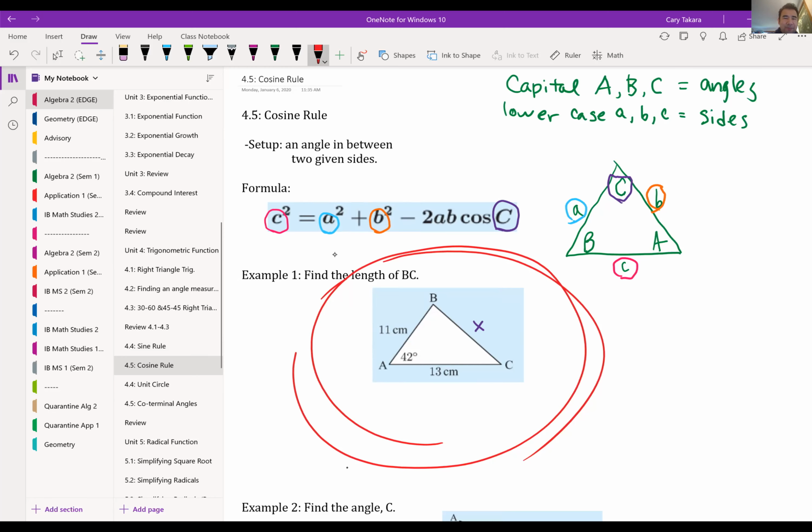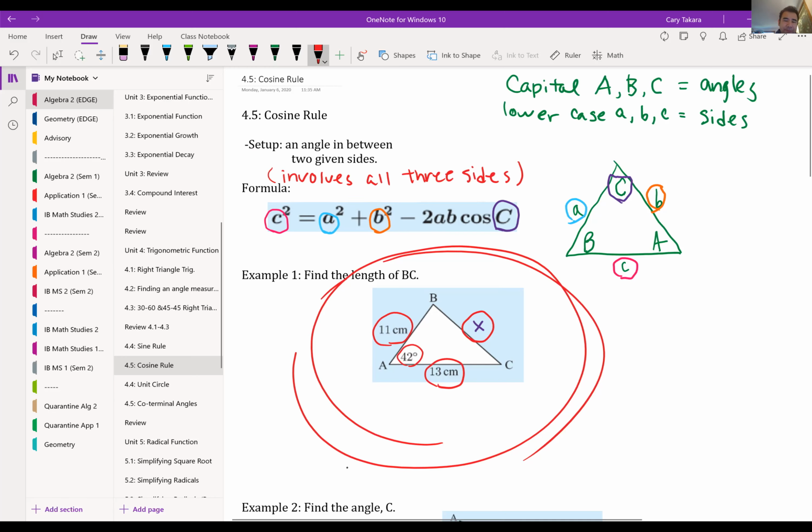Let's maybe write it down. It involves all three sides. So that's a hint, okay? That's a clue. We've got 11 centimeters, 13 centimeters, and X. That's the unknown, right? And then we've got an angle in between two given sides. That is the setup, okay?